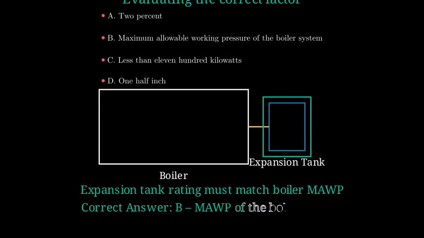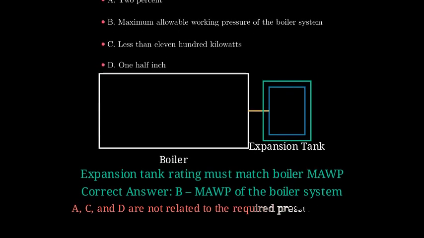Therefore, the correct answer is choice B, the MAWP of the boiler system, because that ensures the tank can safely take the pressure the boiler will produce. The other choices do not relate to the pressure rating standard, and so they do not satisfy the rule.